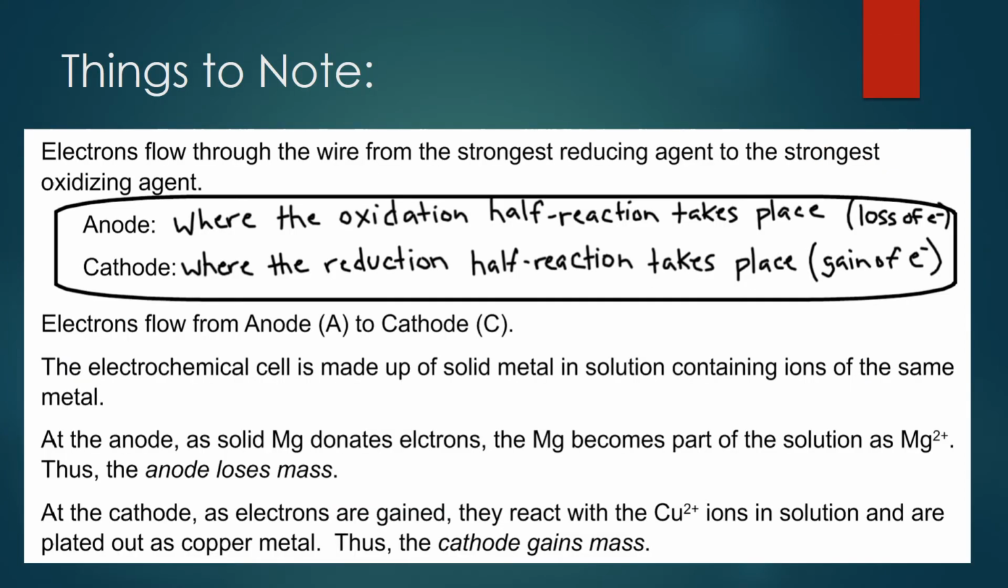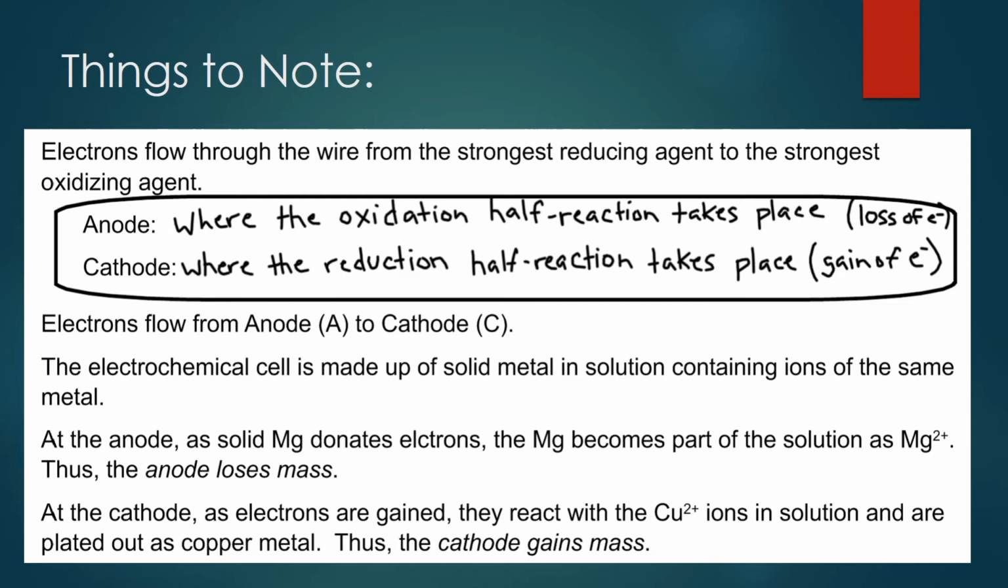So some things to note from this electrochemical cell is that electrons always flow through the wire from the strongest reducing agent to the strongest oxidizing agent. We had a couple of new definitions in this particular part of the chapter. So we had anode, this is where the oxidation half reaction takes place, and cathode, where the reduction half reaction takes place. Anode is where the anions move towards, cathode is where the cations move towards. Also, good things to note is the direction of electron flow. So electrons always flow from anode to cathode, so from A to C, that's alphabetical.